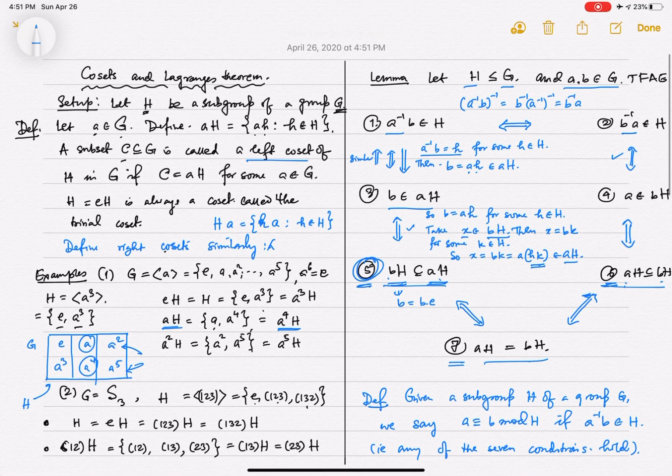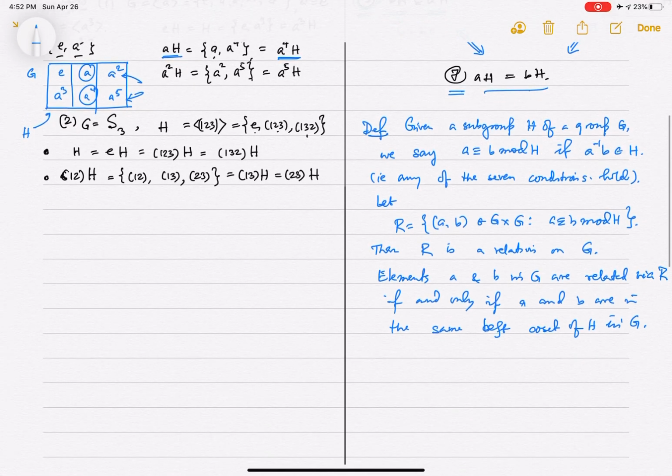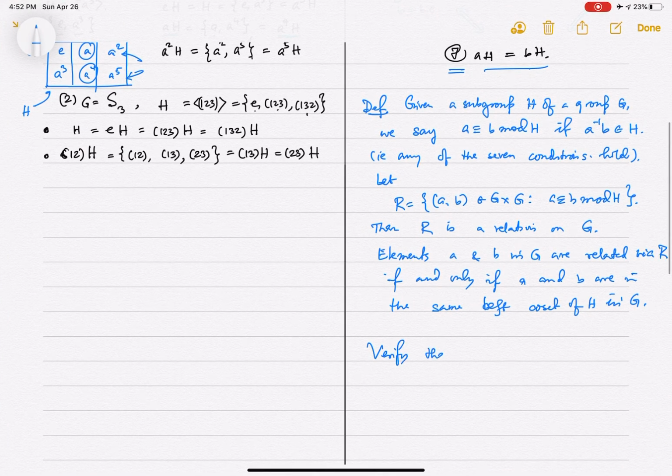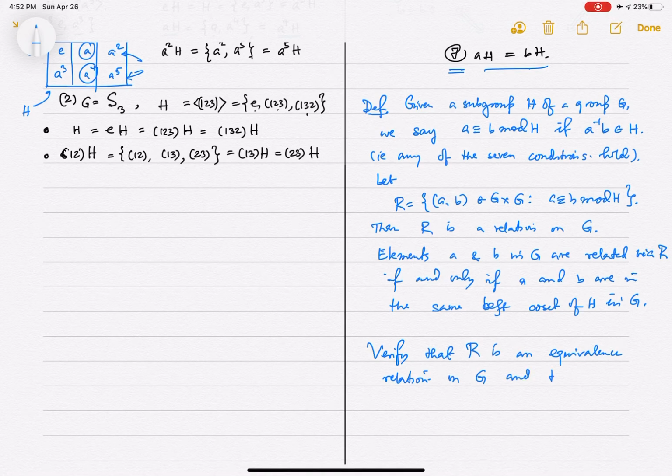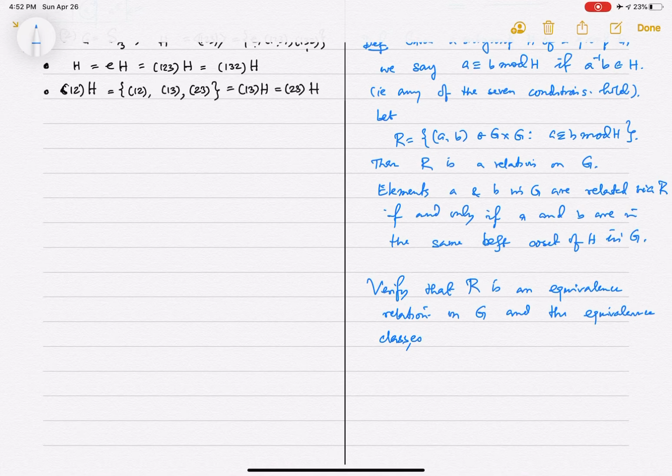And I claim that from these 7 conditions you can easily check that this is an equivalence relation. Verify that R is an equivalence relation. All the work has already been done in proving that lemma on G, and the equivalence classes. What are those? You give me a guy, the equivalence class of that guy is all the things that are related to it. All the things that are related to it are exactly the guys that are in the same coset. So an equivalence class of a guy is exactly the coset that contains that guy. And the equivalence classes are exactly the left cosets.